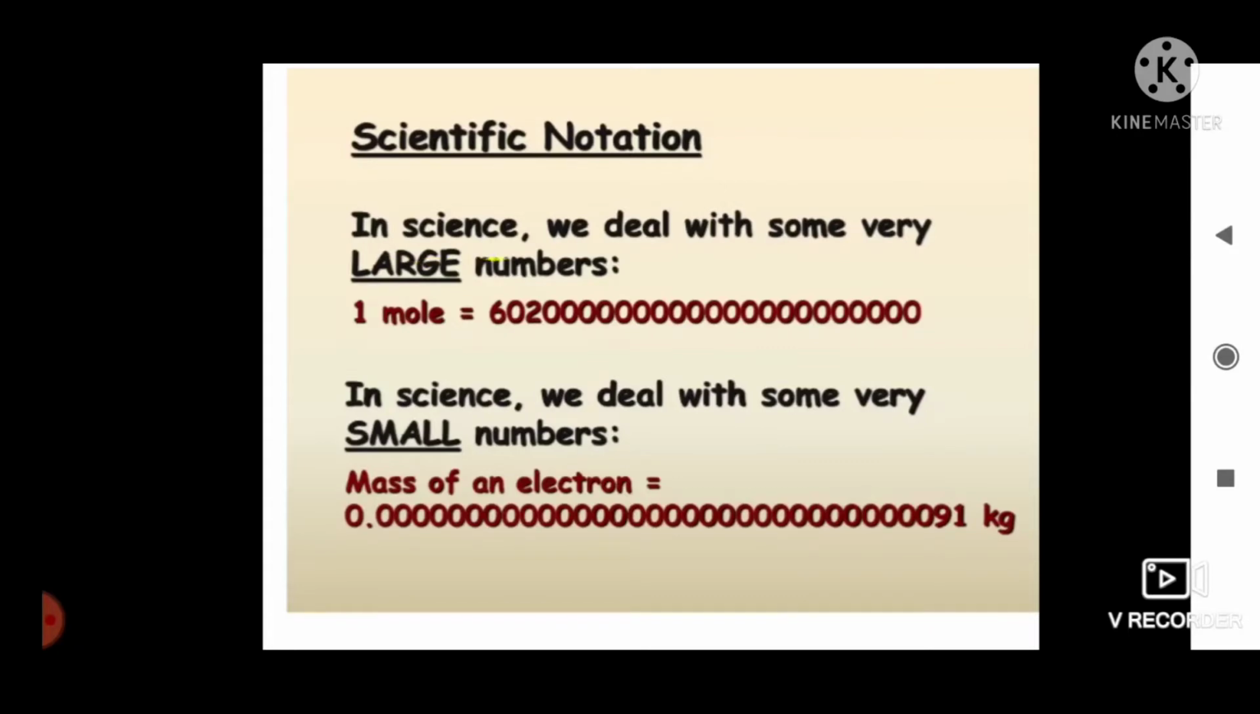In science, we deal with some very large numbers. For example, 1 mole. It is given here. It is very difficult to write and count with such a large number involving zeros. An example of science dealing with small numbers is the mass of an electron. Here also it is very difficult to write and count with such a large number of zeros. And this problem is solved by using scientific notation.